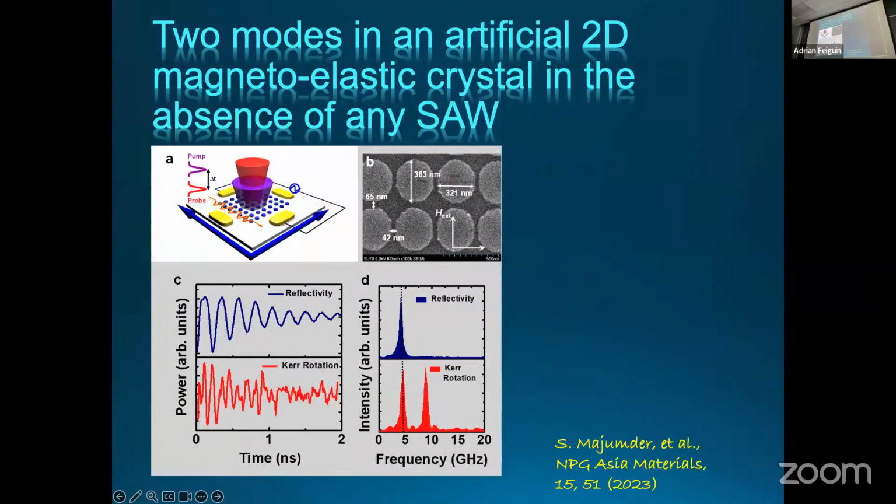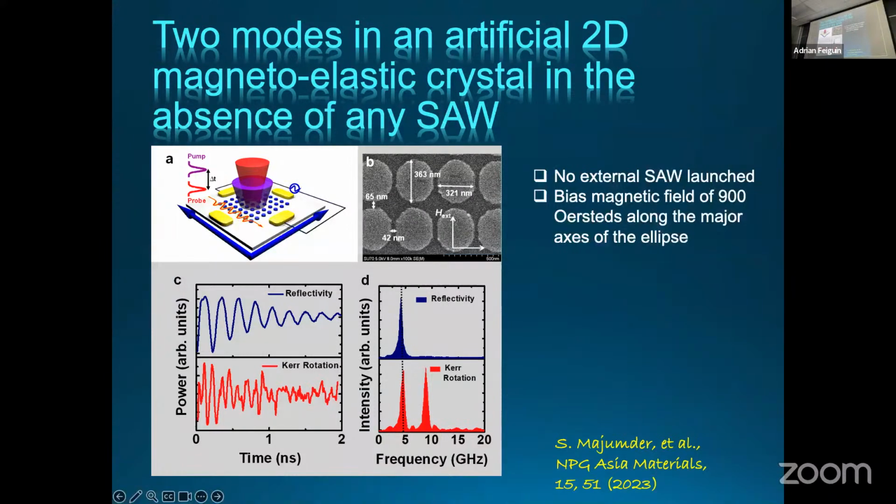In this case, we have a similar setup and we look at the Kerr oscillations again. This is the reflectivity and this is the Kerr rotation. In the Kerr rotation, we see 2 dominant peaks, so there are 2 dominant magnons, 2 dominant spin waves in these systems. No external SAW is launched, but there's a bias magnetic field, not shown here, to induce Kittel type spin waves. That field is 900 oersteds along the major axis of the ellipse.